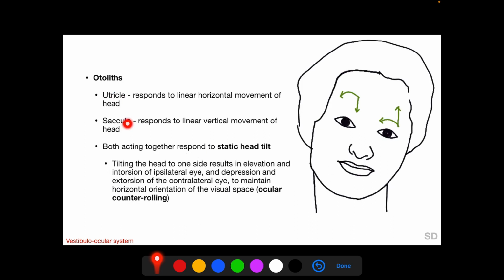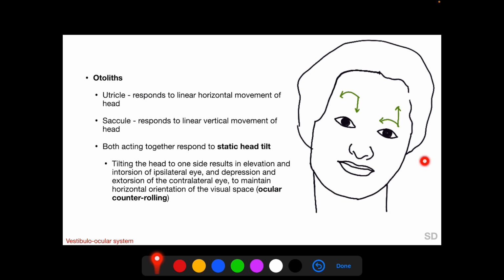The utricle and the saccule constitute the otoliths, and they respond to linear horizontal and vertical movements of the head respectively, and both acting together respond to static head tilt. So tilting the head to one side results in elevation and intorsion of the ipsilateral eye and depression and extorsion of the contralateral eye, and this occurs to maintain horizontal orientation of the visual space as much as possible, and this phenomenon is called counter rolling.